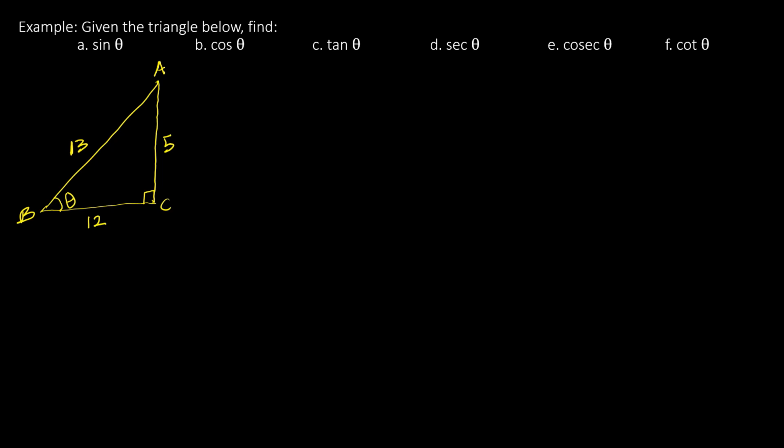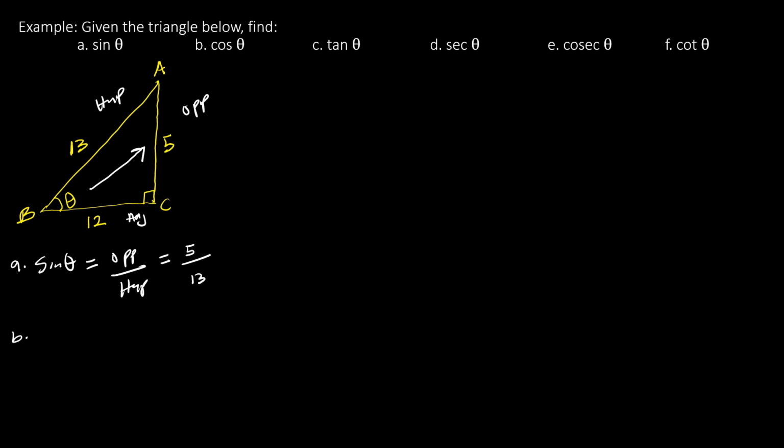So here we have a right angle triangle ABC, and we have to find first sin theta. Sin theta is defined as the opposite over hypotenuse. According to this triangle, the side which the angle is facing is referred to as the opposite, the longest side is referred to as the hypotenuse, and the last side is called the adjacent. So we have the opposite to be 5 over hypotenuse, which is 13.